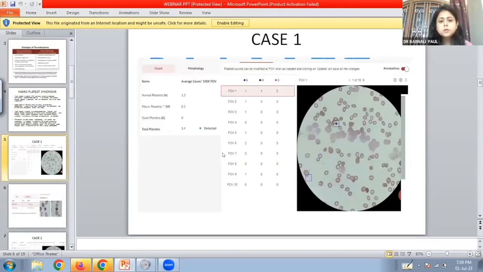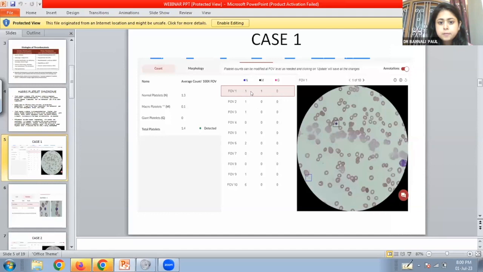Okay. So this was the first case in which the average platelet count given in 10 fields of vision was 1.4. That is, the platelet count was somewhere around 15 to 20,000. So what this device does is it scans the fields in 100x magnification, and it gives us the number of platelets that it has counted per field of vision. And we can also see the corresponding image.